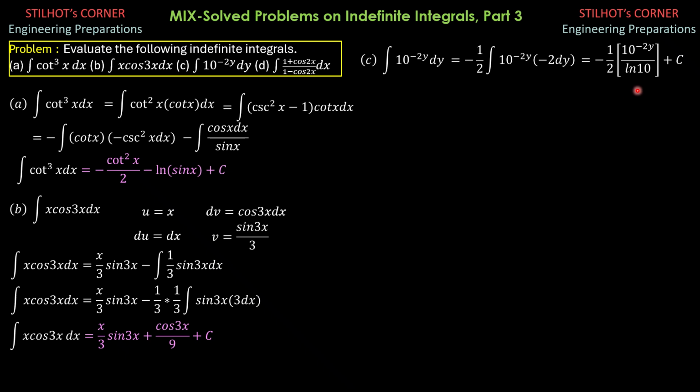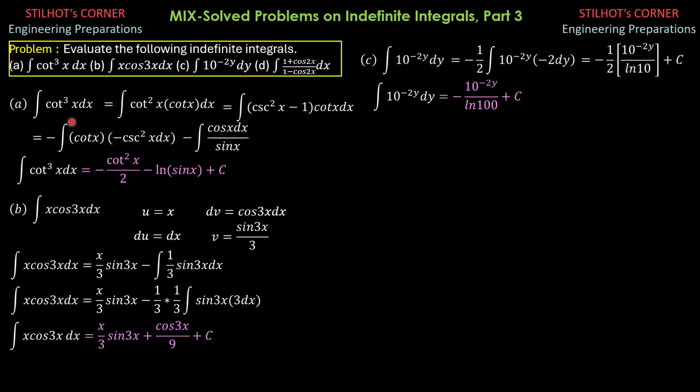So the final answer, because we can make the denominator ln of 10 square or ln of 100, then the final answer is negative 10 to the negative 2y over ln of 100 plus c. You can also write the answer as negative 10 to the negative 2y over 2 ln of 10 if you want, but I just want the answer in that manner.